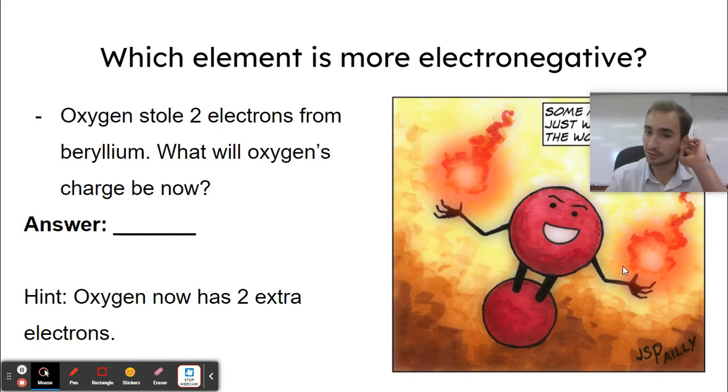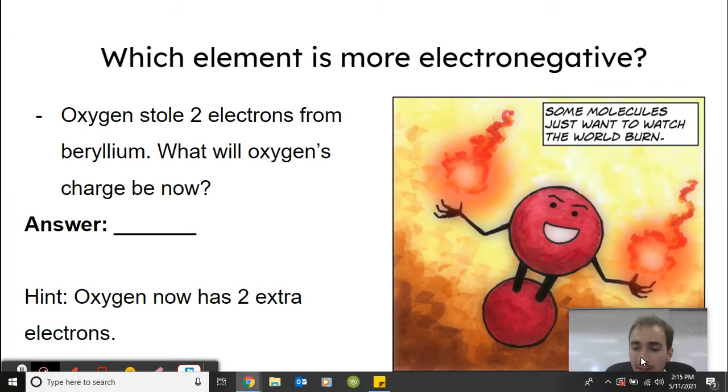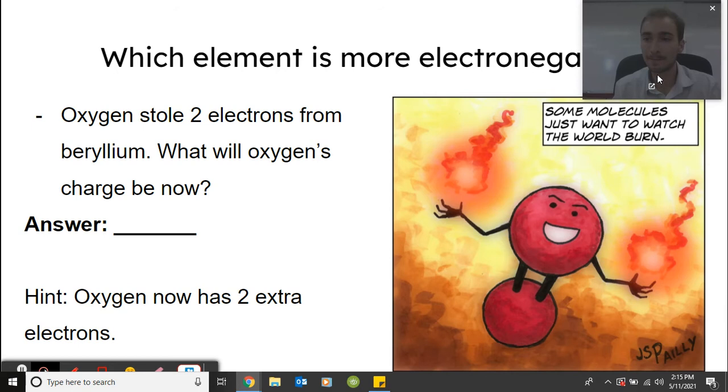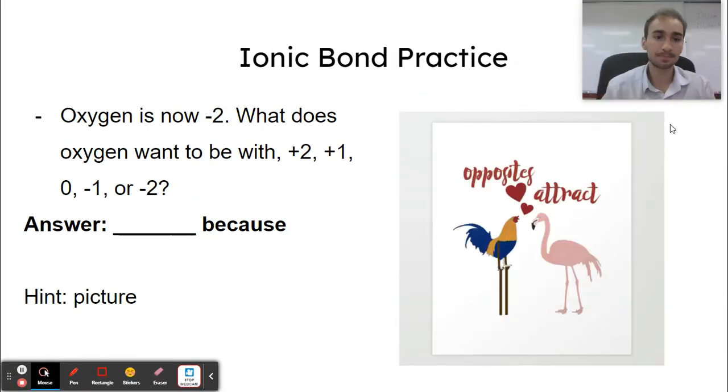Okay, so oxygen steals 2 electrons from beryllium. What will oxygen's charge be now, now that it just gained 2 electrons, which are negative? Okay, I hope you liked my little cartoon. Next. So oxygen gained 2 electrons. It gained 2 things that are negative, so it gained a minus and another minus. So now it's 2 minus.